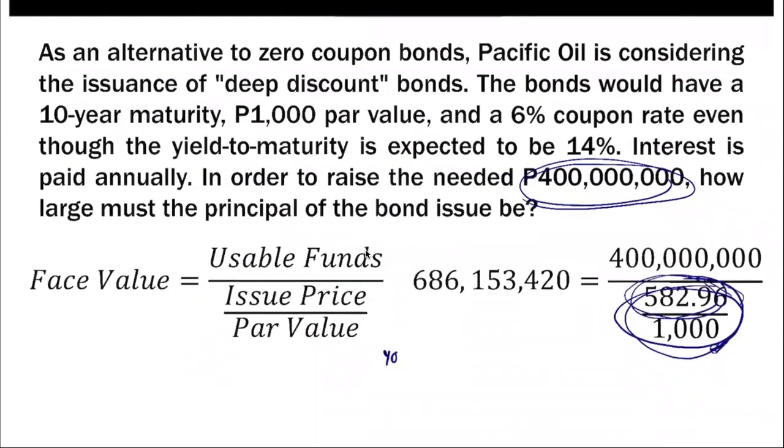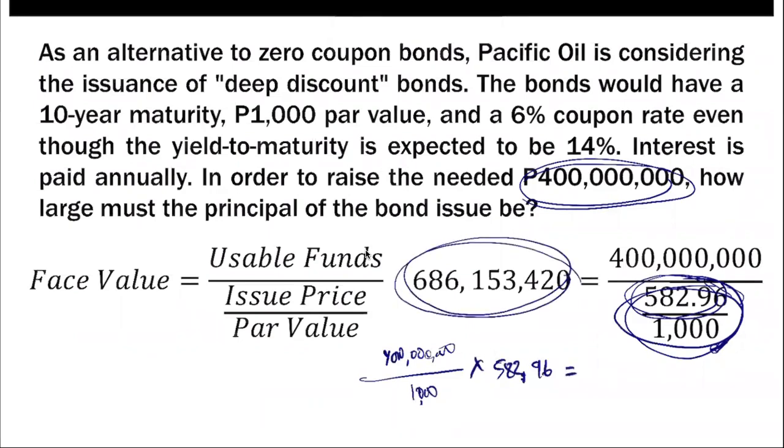So take note, for every 1,000 bond, you can only issue it at 582.96. Therefore, for 400 million, you need every 1,000 bond. You can only issue it at 582.96. Therefore, how much is the total fund? So in every 1,000 bond, take note, our issue price is only 582.96. So how many 1,000 bonds are there? So 400 million divided by 1,000 bond. So we have 400,000 bonds multiplied by 582.96.